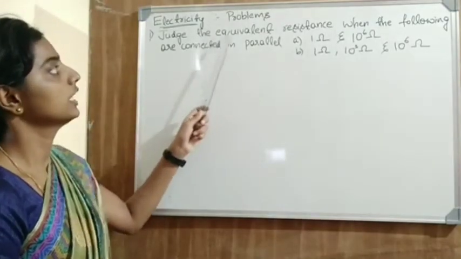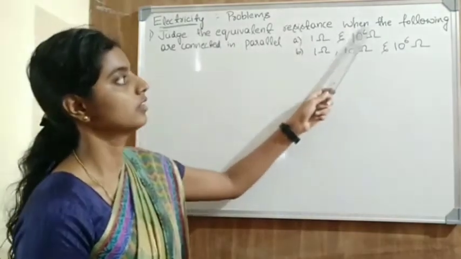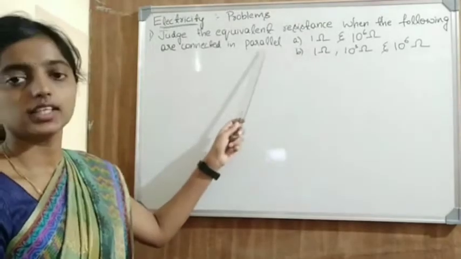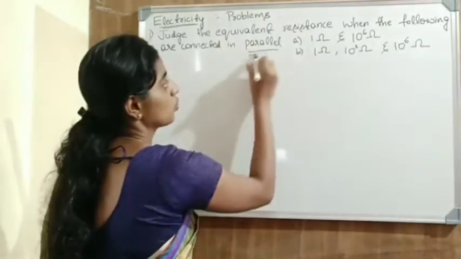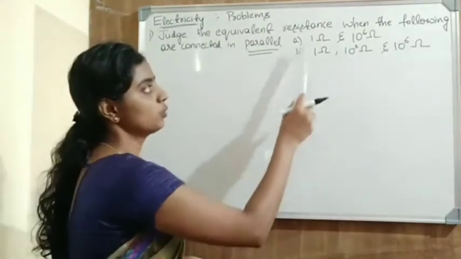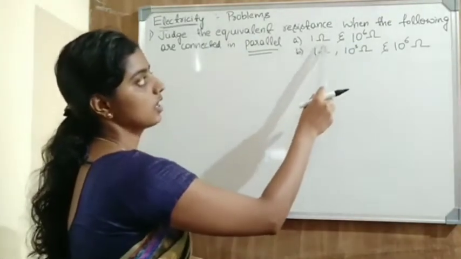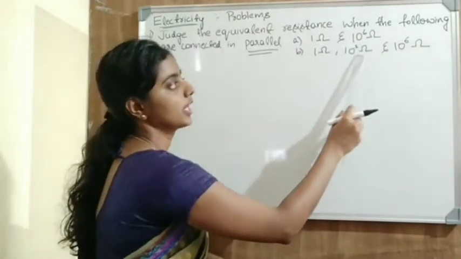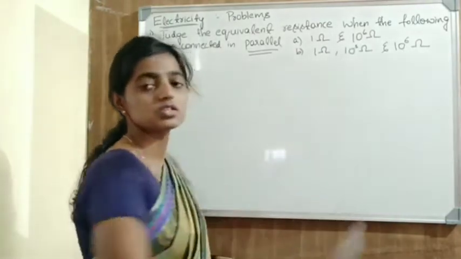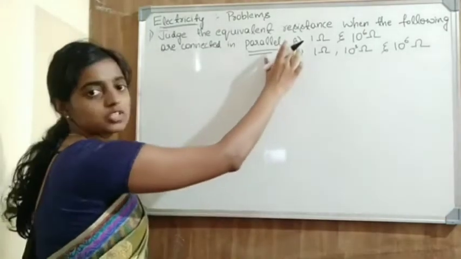So just look at our first question. Find the equivalent resistance when the following are connected in parallel. Here they are given parallel, so no need to worry about series. We have two questions. A, the resistors are 1 ohm and 10 to the power 6 ohm, and in B, 1 ohm, 10 to the power 3 and 10 to the power 6 ohm. So let us solve the first question.